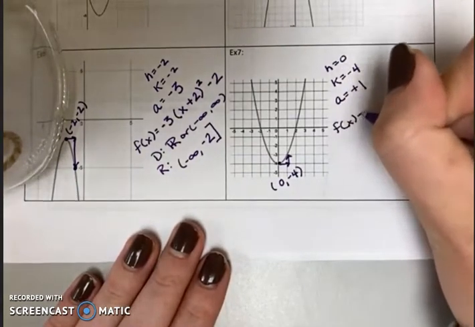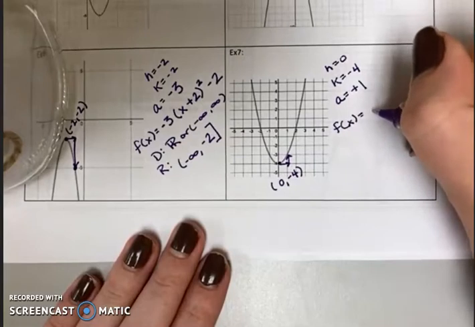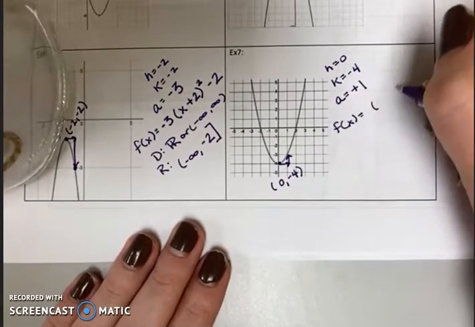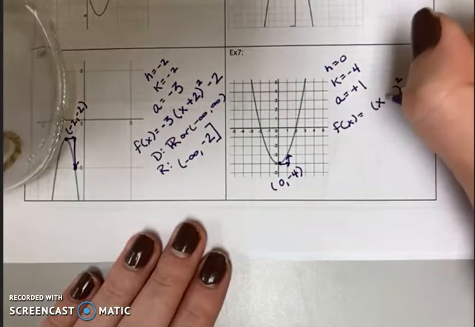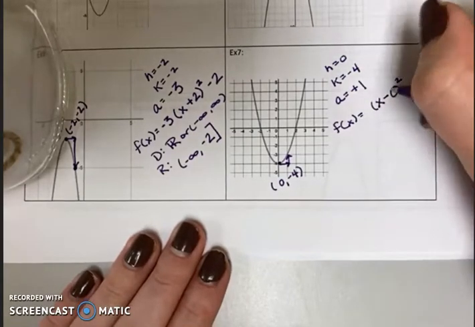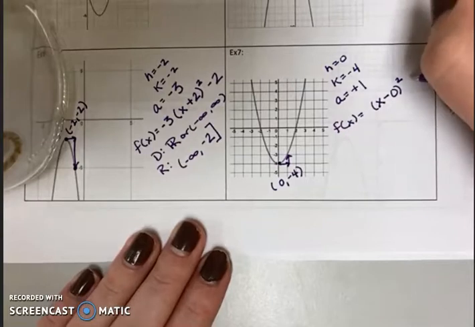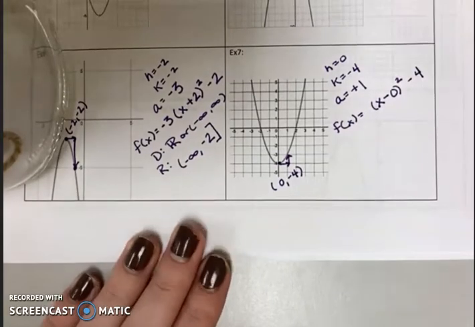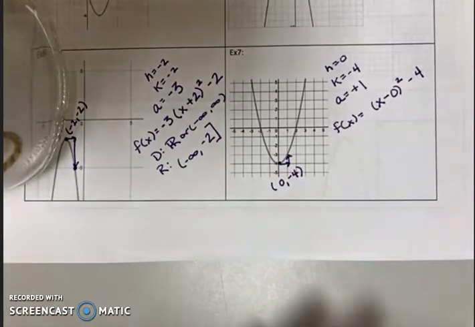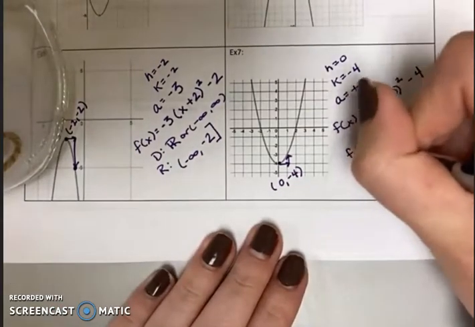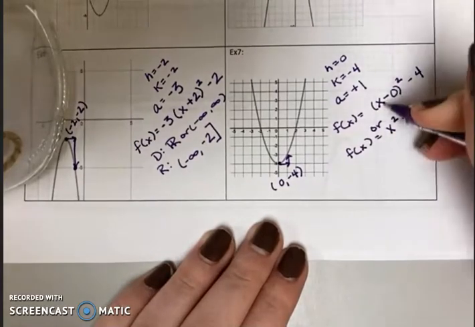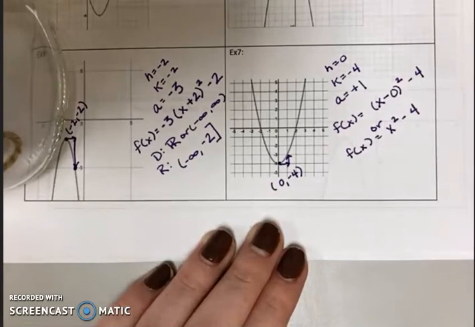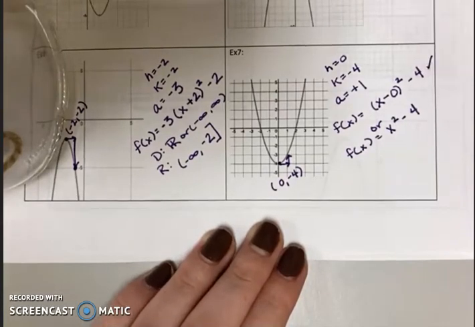The function, you could put a +1 on the outside, or just go ahead and write the parentheses, because it's understood to be 1. It's x minus h, in this case that would be 0, and then plus k. So I'm going to keep that negative with the -4. You could have simplified this function as x squared minus 4, because x minus 0 is just x. But this is a perfectly acceptable answer.